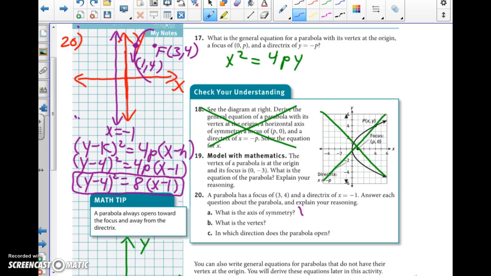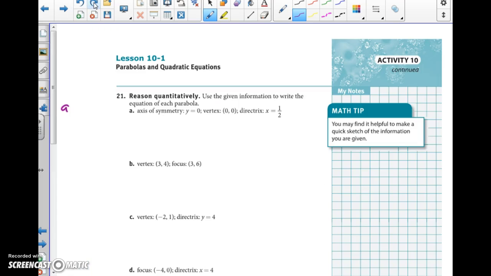So what's the axis of symmetry for number 20? Okay, y equals 4, everybody see that? So y equals 4 is correct, good job. Now what's the vertex? 1, 4. And which way does the parabola open? To the right. Okay, now we've got all the answers there. Very good.